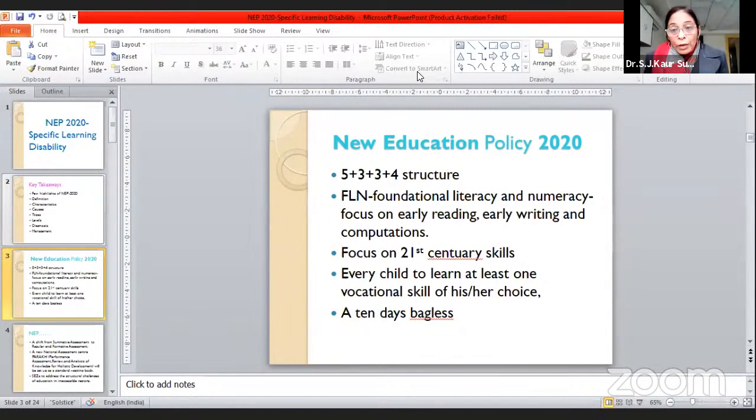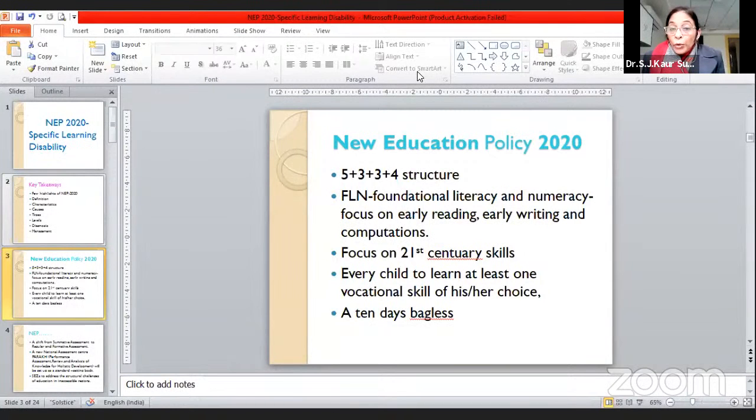Now the first 5 years will be nursery to class 2. Pre-primary education has been added to the formal education system. The next 3 years are classes 3, 4 and 5. Next is the middle section, that is 6th, 7th and 8th. And the last 4 years are 9th, 10th, 11th and 12th. This makes the total schooling 15 years. It is good for those students who want to go abroad for higher studies. They may not need to do a bridge course now, because the total schooling is 15 years instead of 12 years.